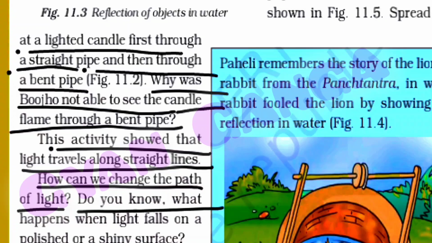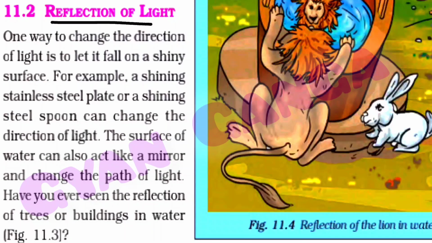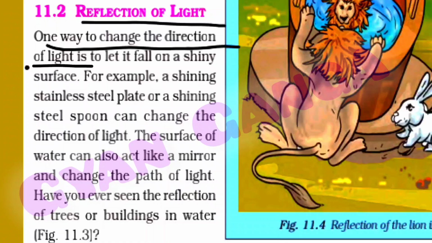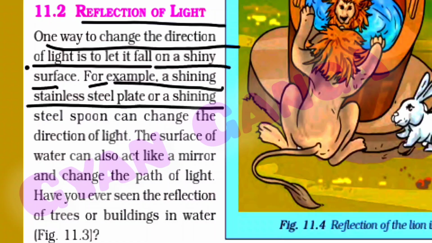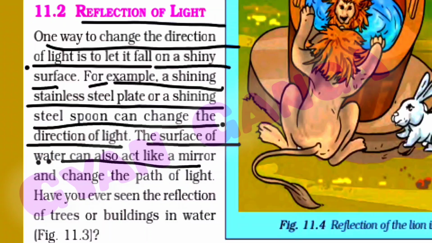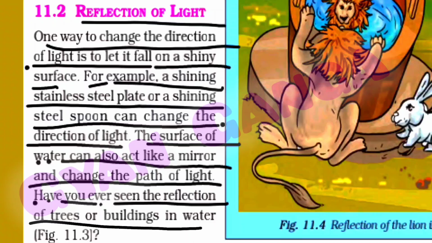Do you know what happens when light falls on a polished or a shining surface? Reflection of light. One way to change the direction of light is to let it fall on a shiny surface. For example, a shining stainless steel plate or a shining steel spoon can change the direction of light. The surface of water can also act like a mirror and change the path of the light. Have you ever seen the reflection of a tree or building in water?